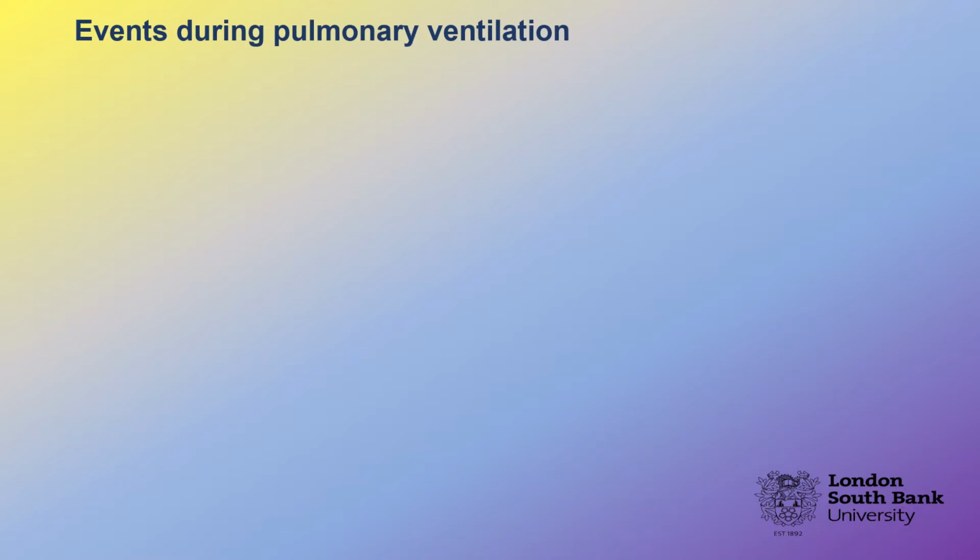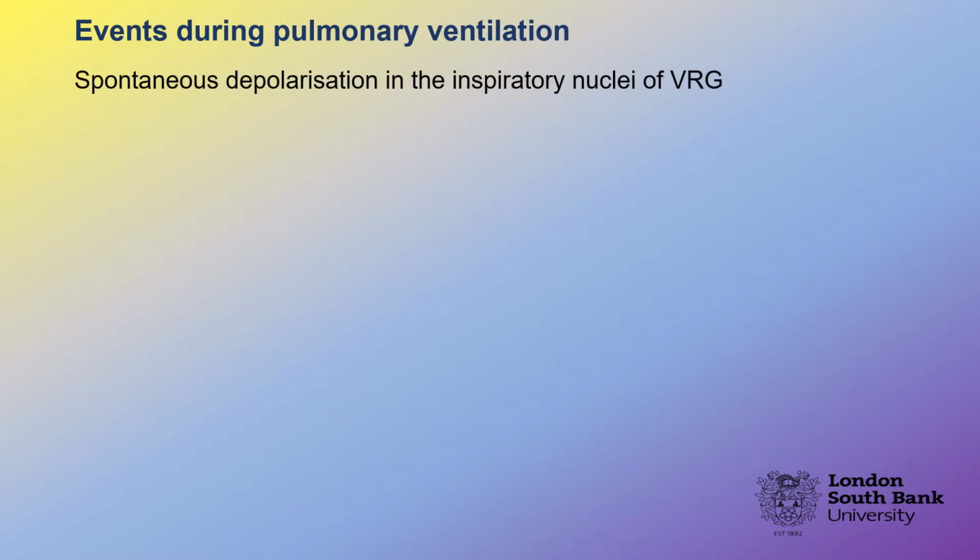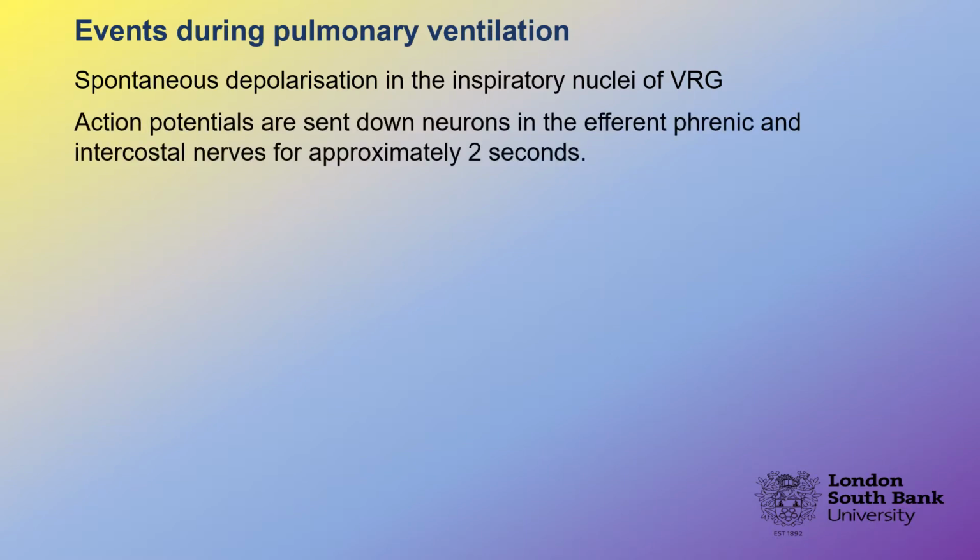So what exactly happens during pulmonary ventilation? Well, first, we get spontaneous depolarization. This is in the inspiratory nuclei, or the central pattern generator, known as the pre-Botzinger complex. And this is in the ventral respiratory group. Action potentials are then sent down the nerves, and specifically the efferent phrenic nerve to the diaphragm and the intercostal nerve to the external intercostal muscles. They last for about 2 seconds.